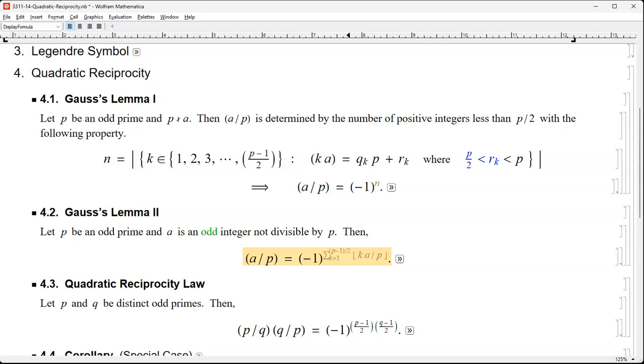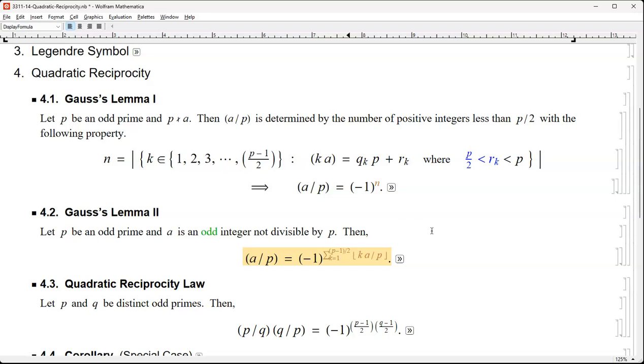ka divided by p is a rational number, so if you take its decimal expression, you may have, say, 6.71 and so on. The floor function, the greatest integer function, brings it down to 6. If you have 8 point something, bring it down to 8. If you have 17 point something, bring it down to 17. If you have -5 point something, bring it down to -6. But in this case, you don't have to worry about negative integers. And then take that summation from k running 1 to (p-1)/2.